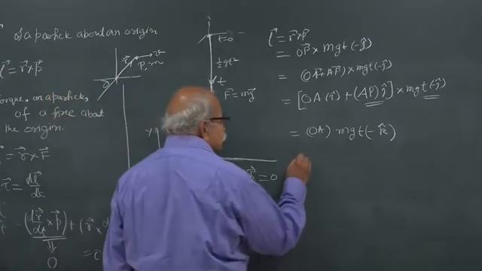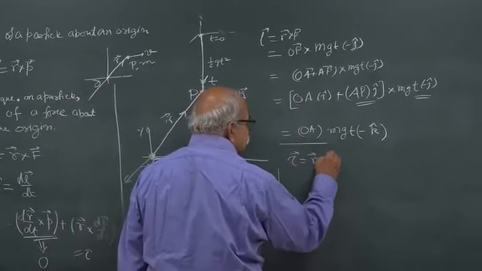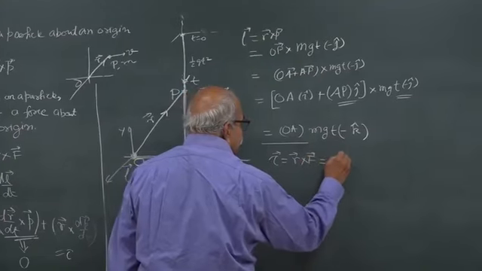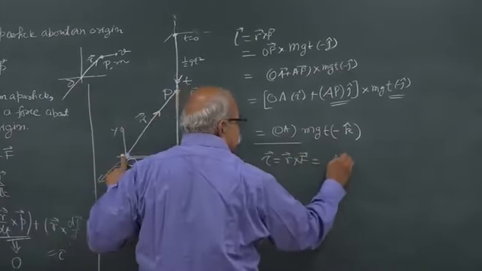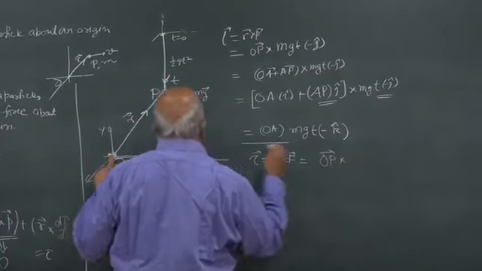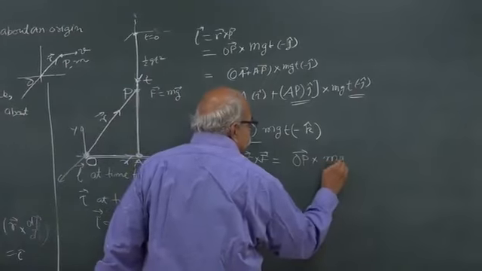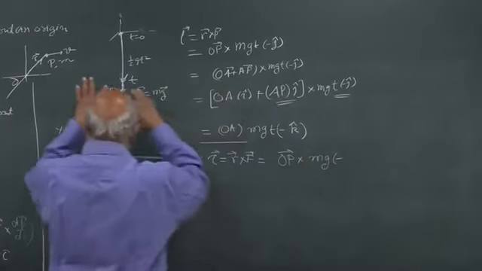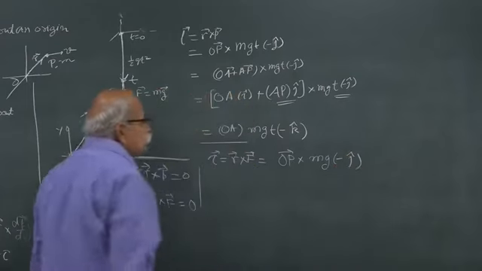What is torque? Torque is r cross f, and r is OP vector. So, OP cross f, f is mg in the downward direction. So, mg times minus j cap.